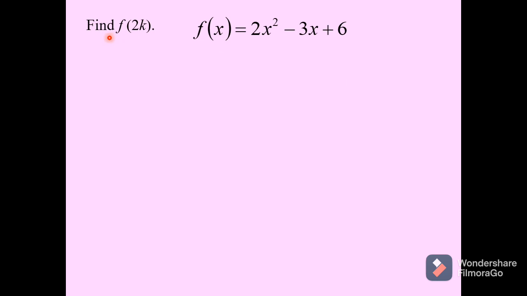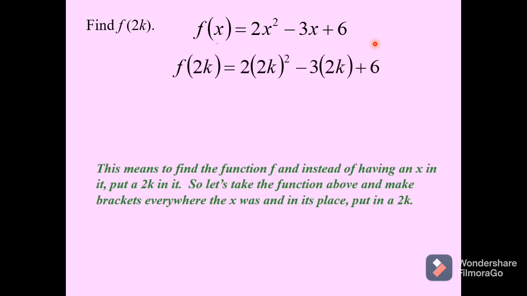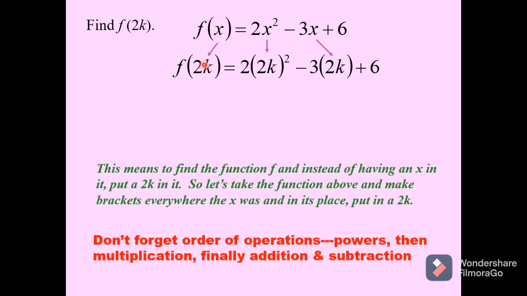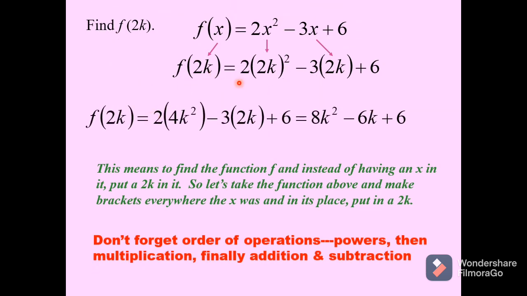Another example, find function of 2k. With the same given, f of x is equal to 2x squared minus 3x plus 6. Okay, instead of x, let's put 2k in it. So, we'll have f of 2k is equal to 2 quantity 2k squared minus 3 times 2k plus 6. Simplifying it, using order of operations, we'll have 2k squared. So, that is 4k squared. Negative 3 times 2k plus 6.